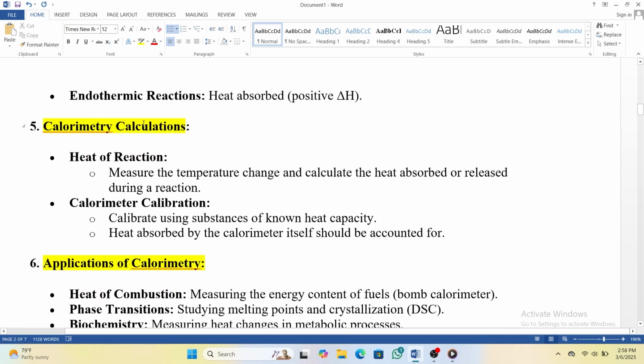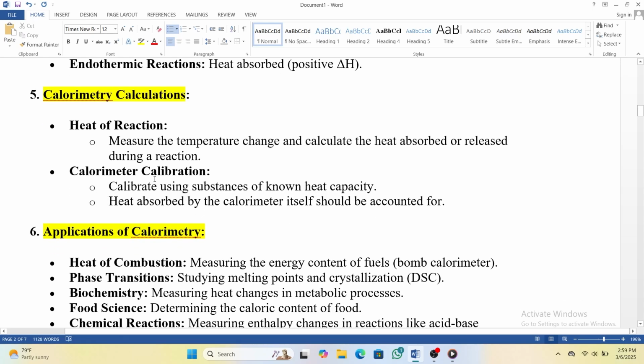5. Calorimetry calculations. Heat of reaction: measure the temperature change and calculate the heat absorbed or released during a reaction. Calorimeter calibration: calibrate using substances of known heat capacity. Heat absorbed by the calorimeter itself should be accounted for.